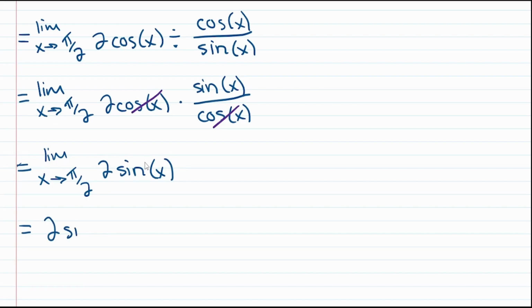So we'll have 2 sine of pi over 2. Remember, sine of pi over 2 is just equal to 1. So we would have 2 times 1, and our final answer would just be 2.